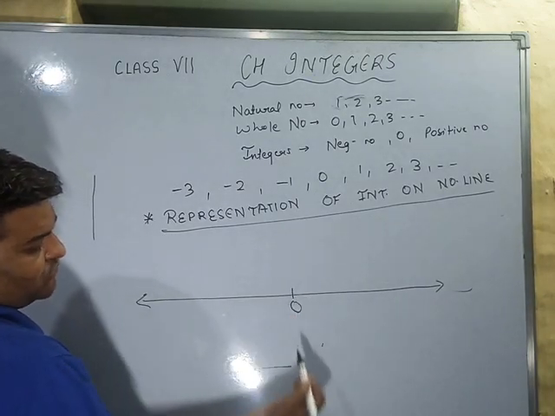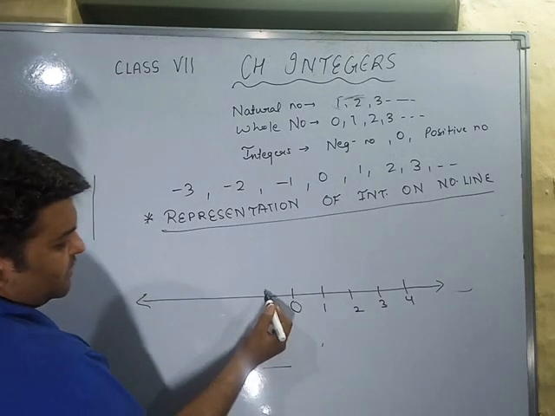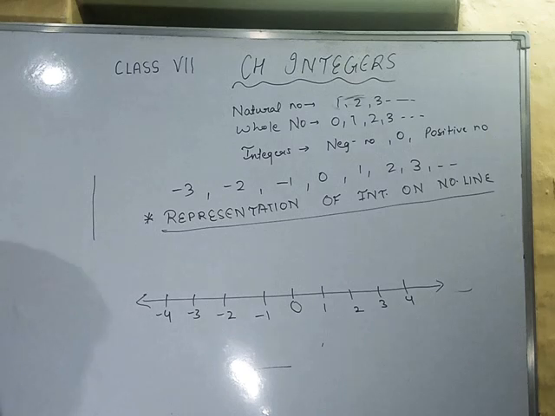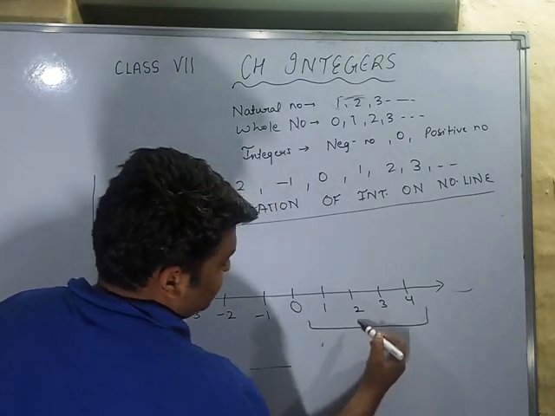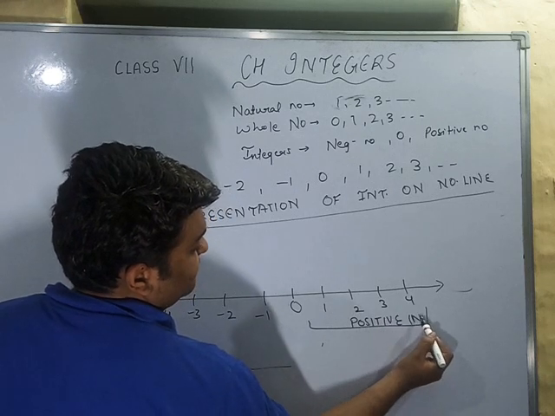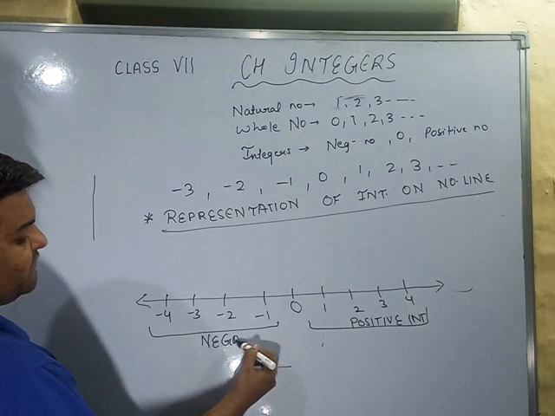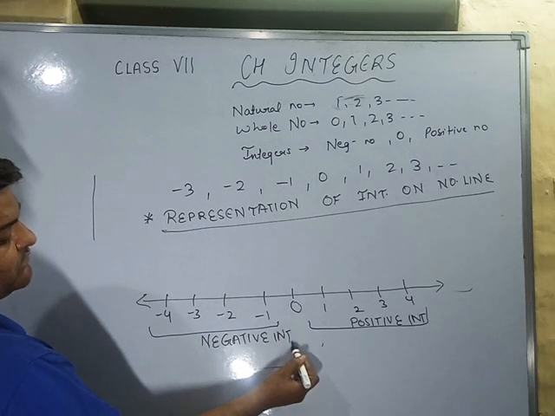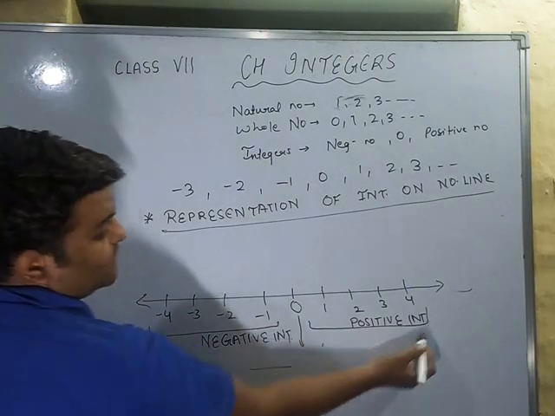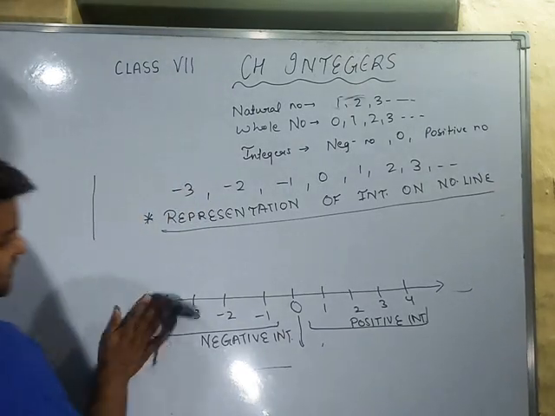Here is 0 and the gapping is equal, that is 1, 2, 3, 4 and here is minus 1, minus 2, minus 3, minus 4. Means these numbers are positive integers and these numbers are negative integers, and 0 is neither positive nor negative, but it is also an integer.